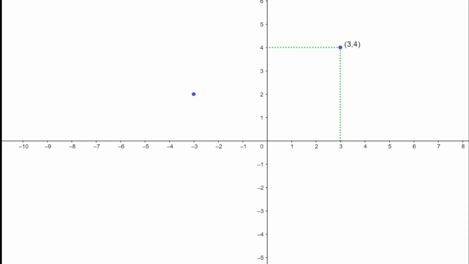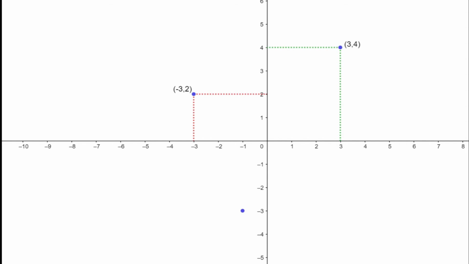Now, what about this point? We know the x-coordinate is minus 3. This distance is 3. Since it is to the left, we can take the x-coordinate as negative. The y-coordinate is 2. This distance is 2. Since it is above the origin, we can take it as positive. That is, the coordinates of this point are minus 3, 2.